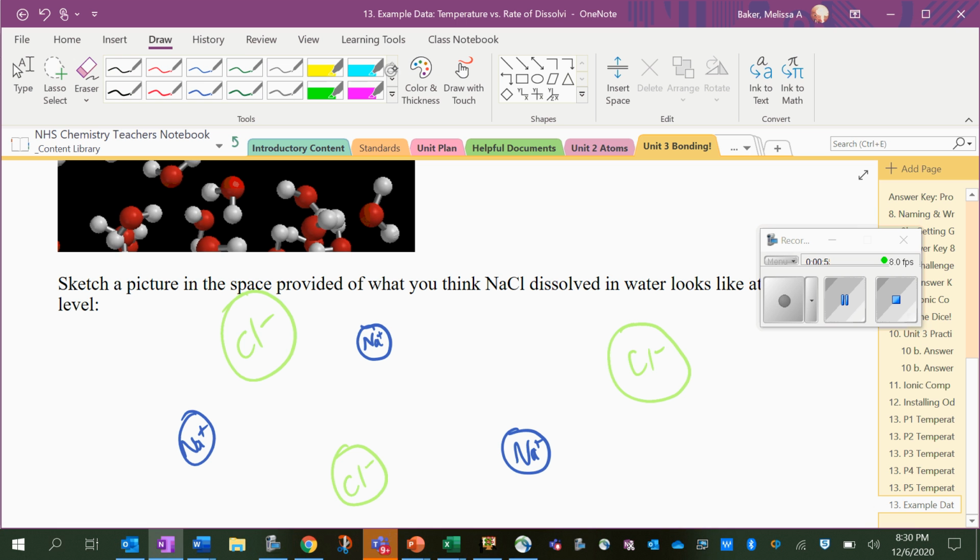And then in between them would be those water molecules surrounding each of these different ions here. So I'll just draw some of these. And then we're going to use Odyssey to actually take a look at it.